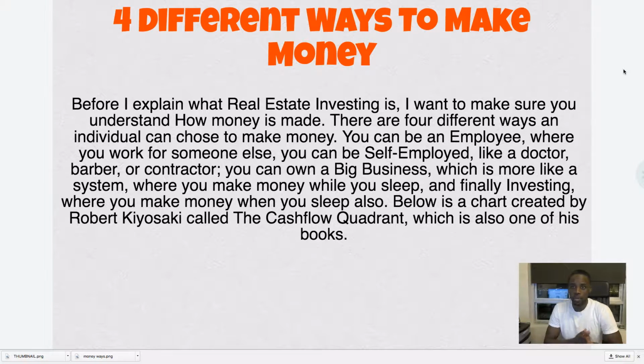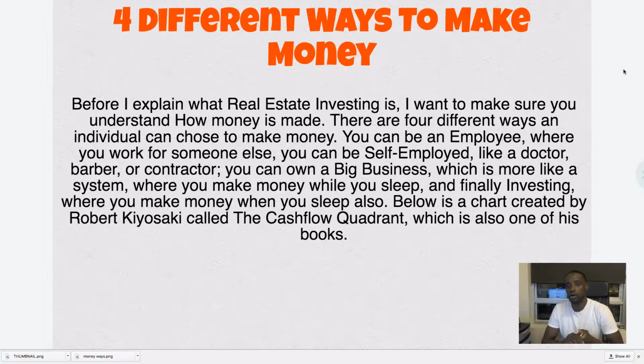Or you can be self-employed, like a doctor, a barber, a contractor, or you can own a big business, which is more like a system where other entrepreneurs are working with you, or other people are working for you, making the work lighter and building a system to where you're not physically working, but the system is working. So this is where you make money while you sleep. And finally is investing, where you can make money while you sleep as well.